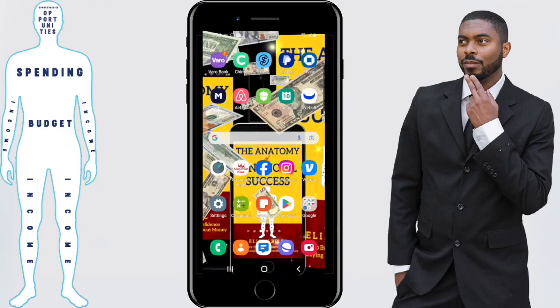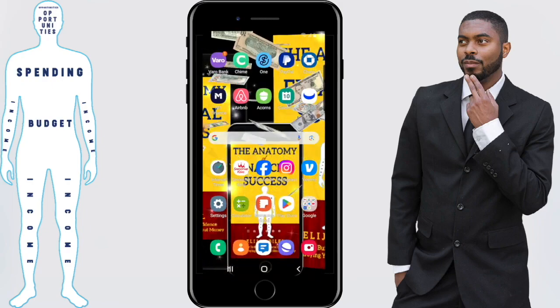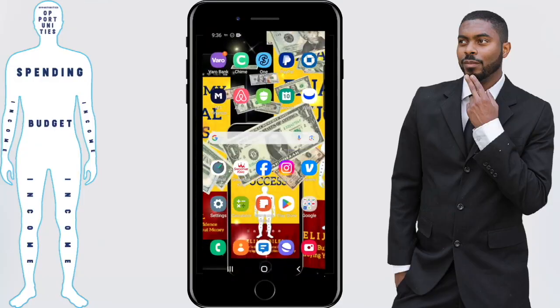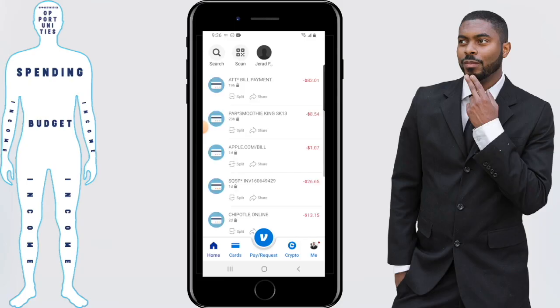And we're going to be talking about the Venmo app. Specifically, how can you buy crypto using the Venmo app? So you want to start off by opening the Venmo app up. And in this example, I'll be buying $5 worth of Bitcoin.